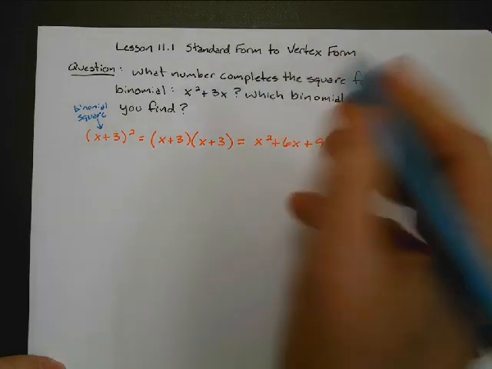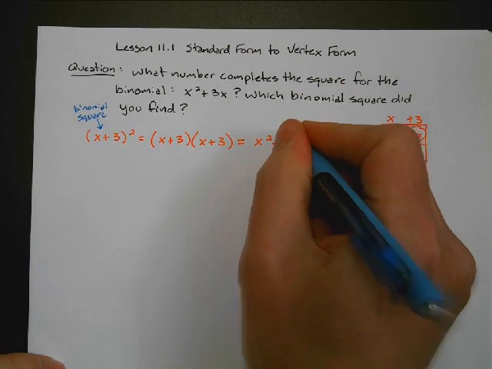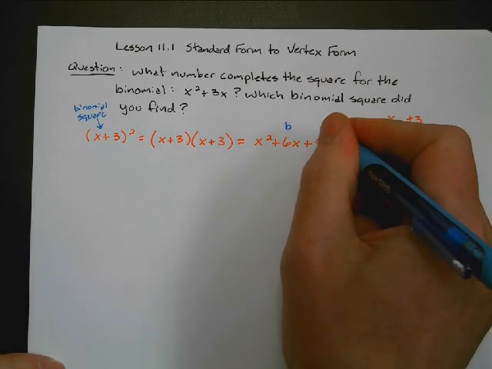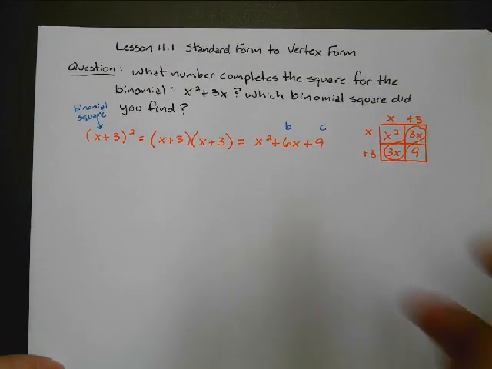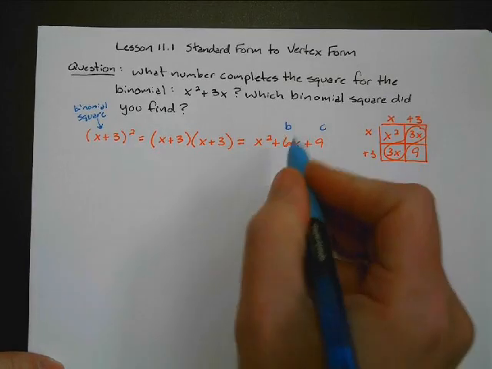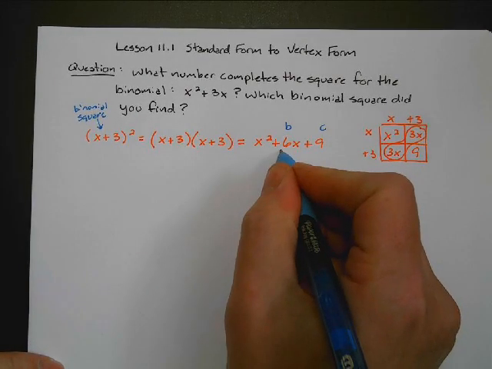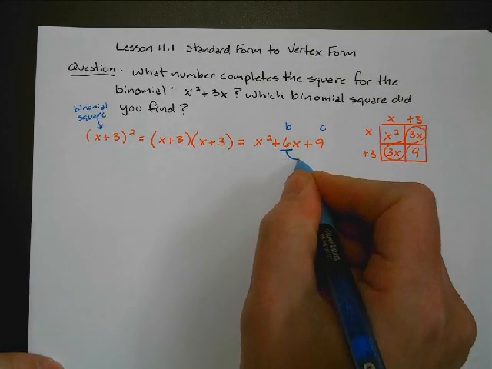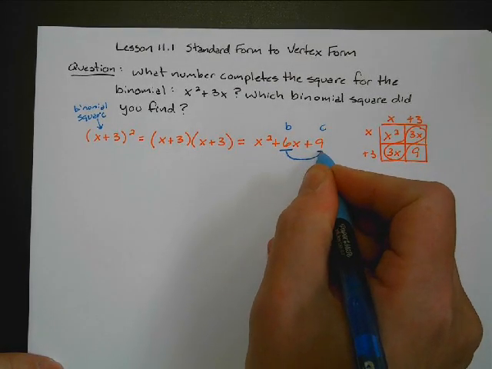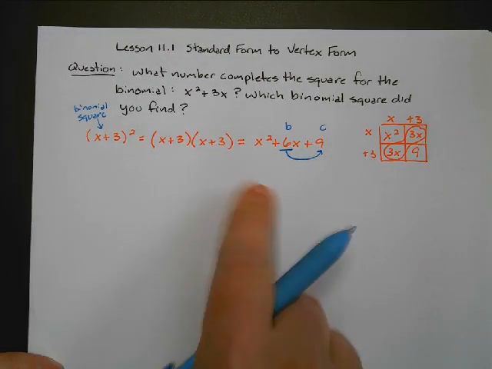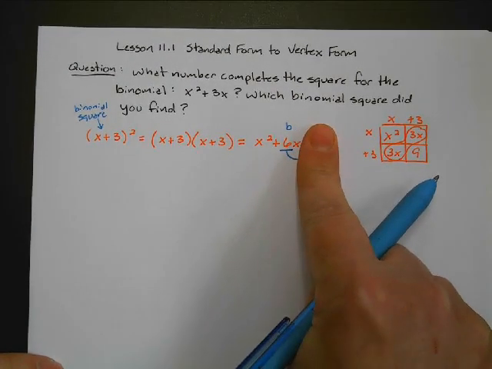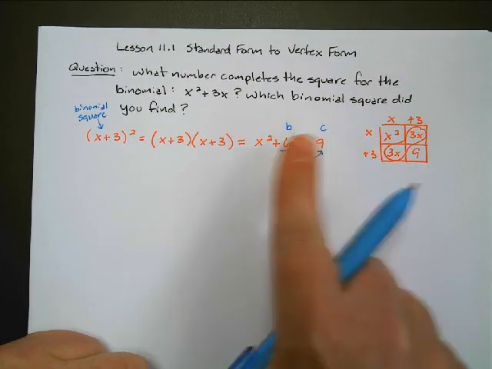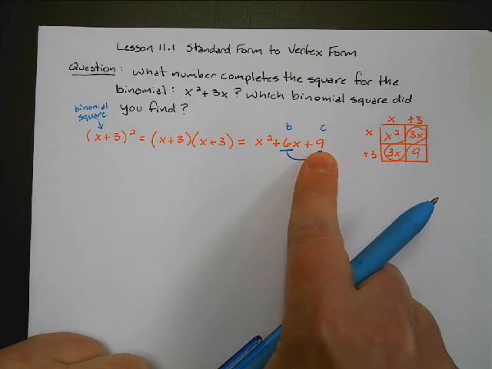So what we're going to do is look for a pattern. We know that the 6 is the b value, and that the 9 is the c value. There is actually a pattern happening between the b and the c. So if you were only given the b, what two operations would get you to this c? That's what I wanted you to think about. If you're only given this part of the equation, and you know that this was 6, and you knew it was a binomial square, what two operations would get you to this 9?